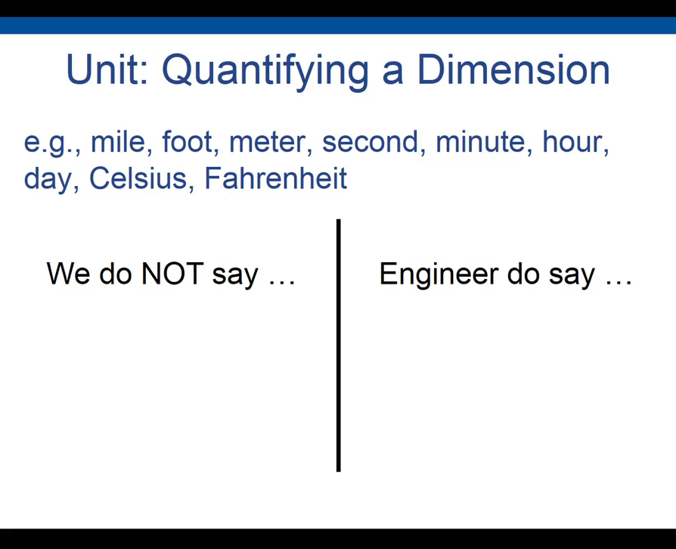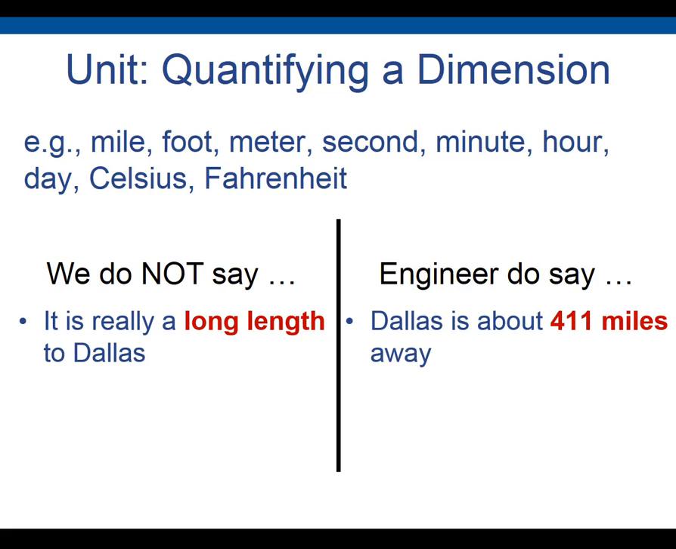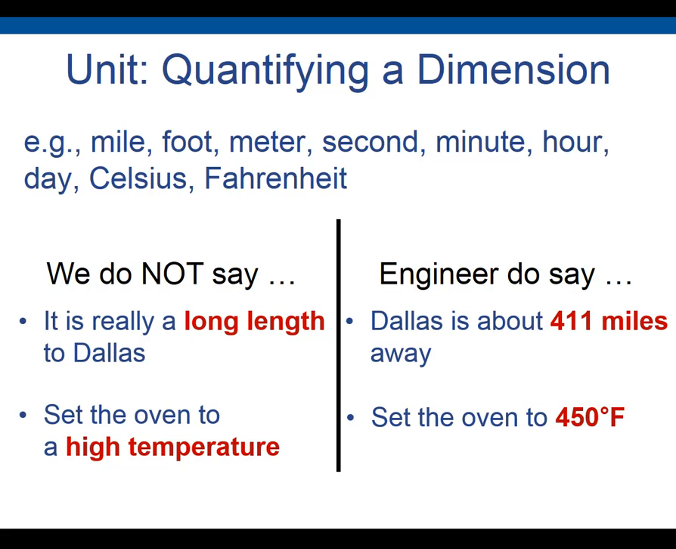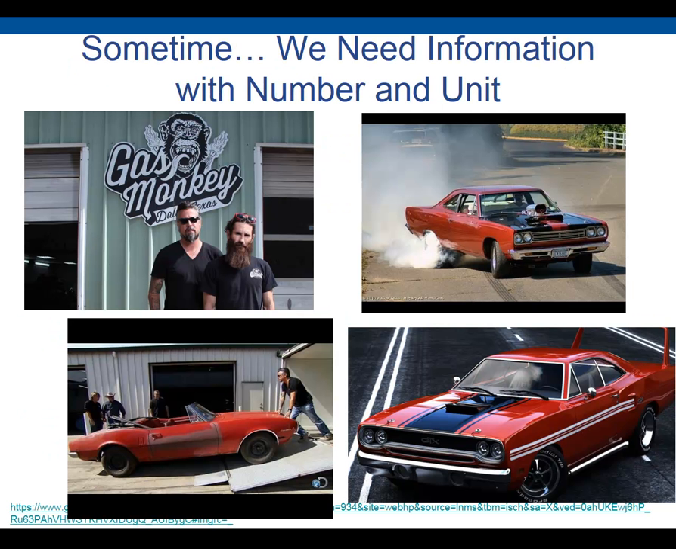As I mentioned, an engineer's job is to solve problems. There are always problems. Engineers need to solve the problems. But here is what engineers should say. There is some term like a really long length to Dallas. Instead of saying like this, an engineer has to say a number, like Dallas is about 411 miles away from Corpus Christi. And the other example is set the oven to a high temperature. How high a temperature? So an engineer should say set the oven to 450 Fahrenheit.